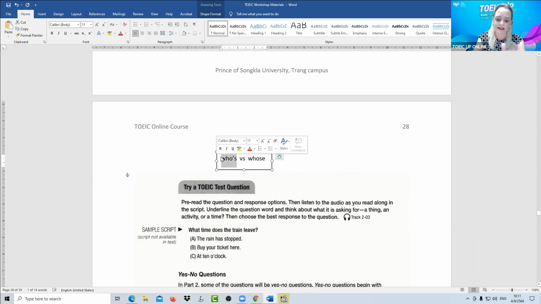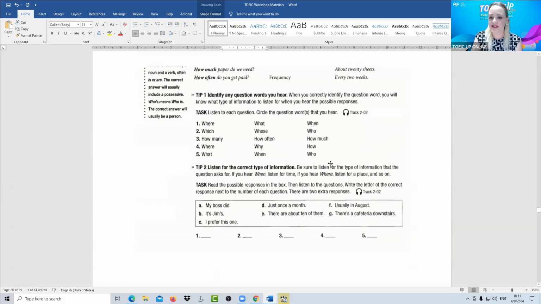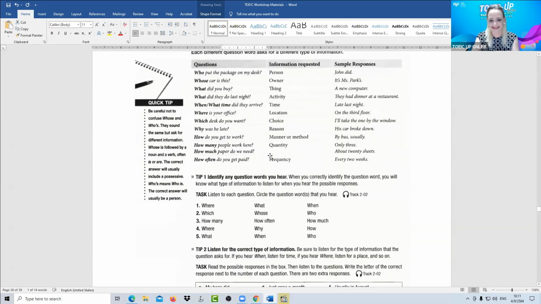Okay, and like I said with the test, always just check, can you put "is" in the sentence? If not, then you use whose. If you can put the "is" in the sentence, then you use the contracted form, who's. Okay, so that was just a quick whose.